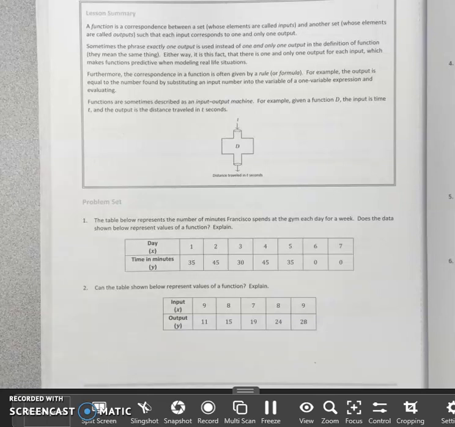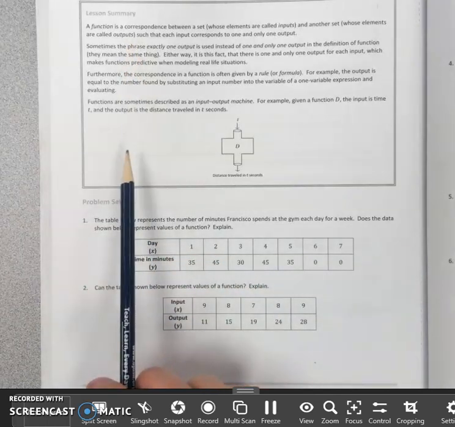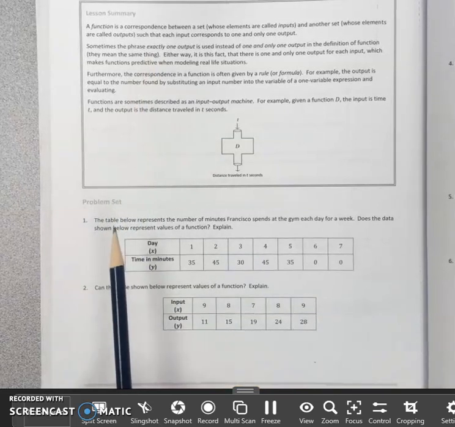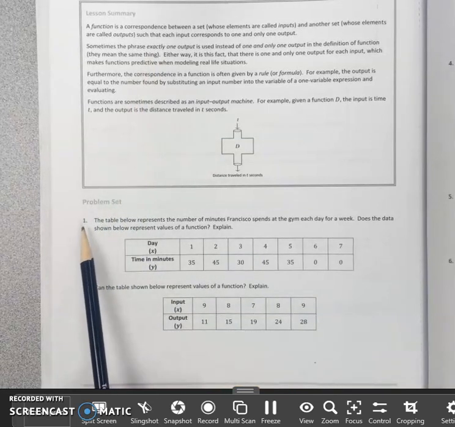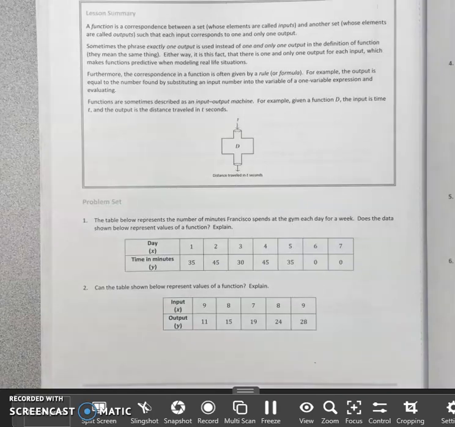Hello. So I just wanted to run through a couple problems on tonight's homework for you. Tonight's homework is S10 and S11 of Module 5, numbers 1 through 5. Right here you'll see a short lesson summary of the lesson that we did today, and then the problem set starts right here. So this is numbers 1 and 2 of your math homework.